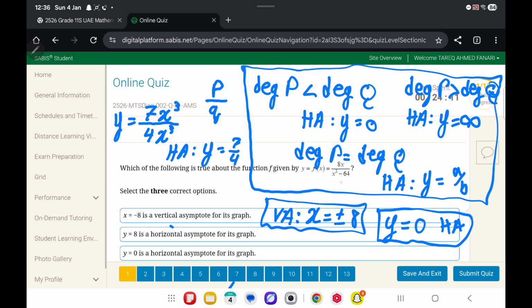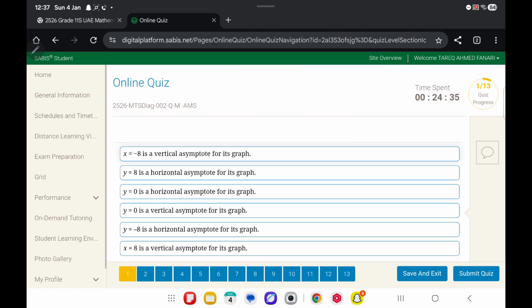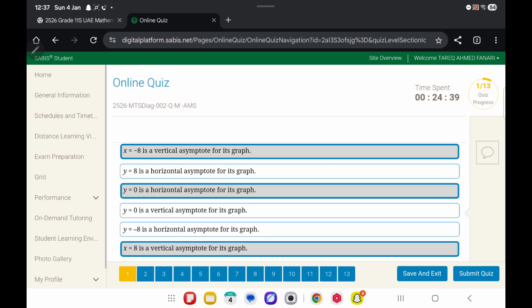So let's take, for example, our function here, 8x over x squared minus 64, right? Our highest degree is 1 in the numerator for p, and the highest degree in the denominator is 2. So it's the first case, case 1, right? Degree of p is less than degree of q. What's our horizontal asymptote? y equals 0. Now, this is the solution. So x equals plus or minus 8 and y equals 0. So the vertical asymptote is x equals plus or minus 8 and the horizontal is y equals 0. Done.